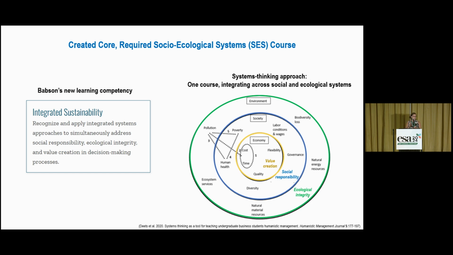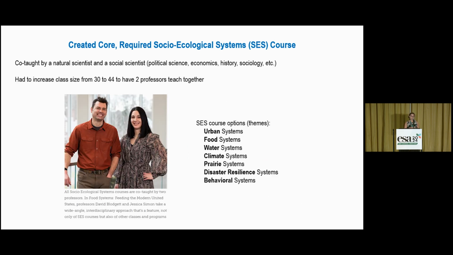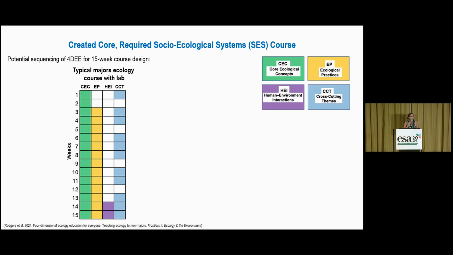To do that, we've created a systems thinking approach, which is one course integrating across all those areas. This course is required for every single student; it's a core course. It's taught by a natural scientist along with a social scientist. That can be a political scientist, economist, historian, or sociologist. We have expanded the size of the class to be able to do that.